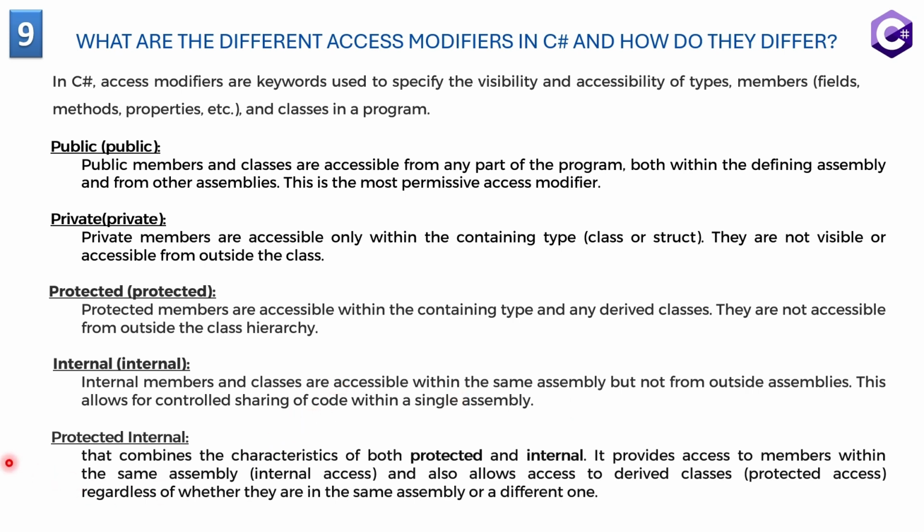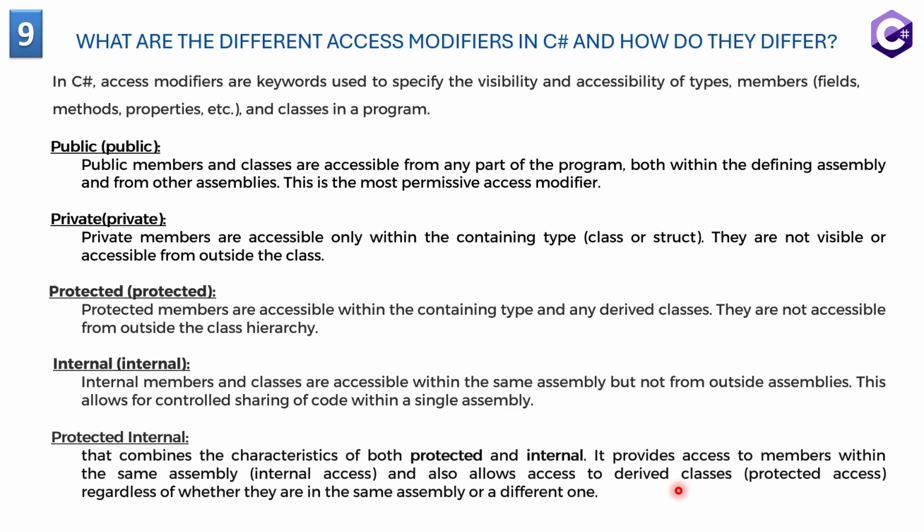Protected internal basically combines the characteristics of both protected and internal. It provides access to members within the same assembly, which is internal access, and allows access to derived classes, which is protected access, regardless of whether they are in the same assembly.